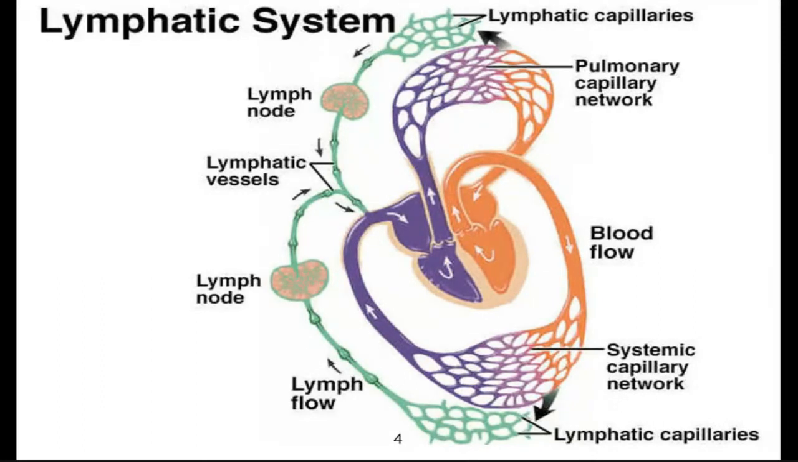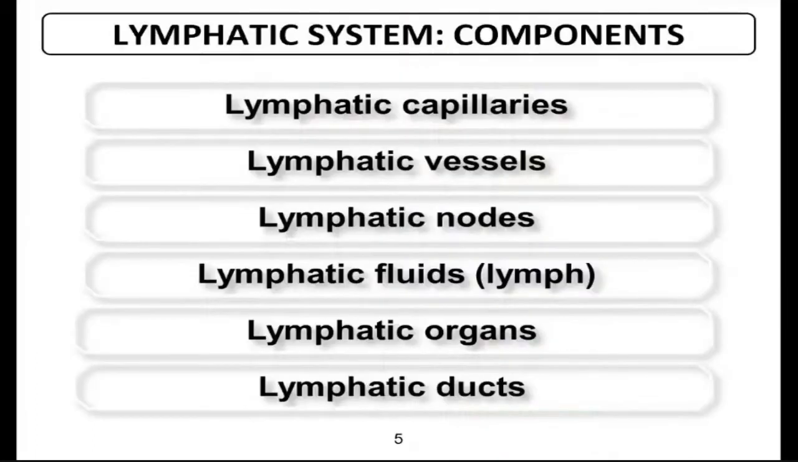So the lymphatic system includes lymphatic capillaries, the nodes, then the vessels, which are larger in diameter compared to capillaries. And then from the lymphatic vessels, it will enter the lymphatic duct, and then baru dia akan mix with the blood at the subclavian vein. So the components of the lymphatic system are the capillaries, vessels, nodes, the fluid itself called lymph, lymphatic organs and lymphatic ducts. Jadi organs ni selalunya kita tak perasan apakah organ yang terlibat dengan sistem lymphatik kita.